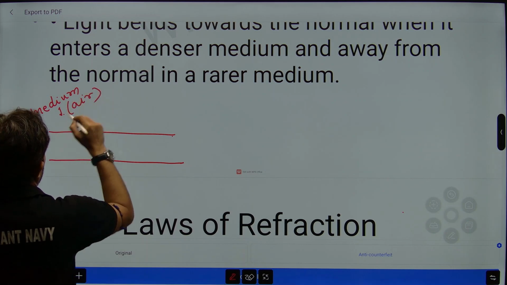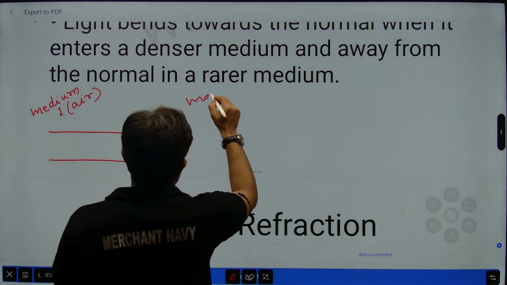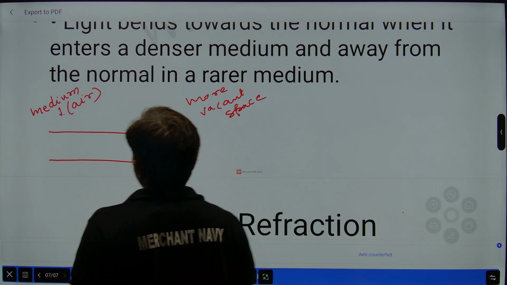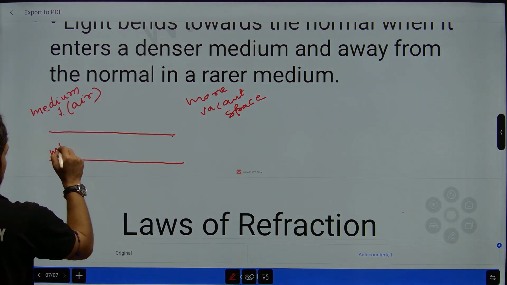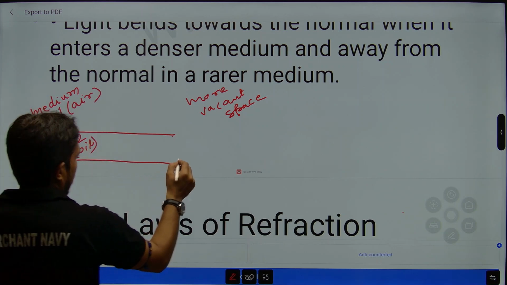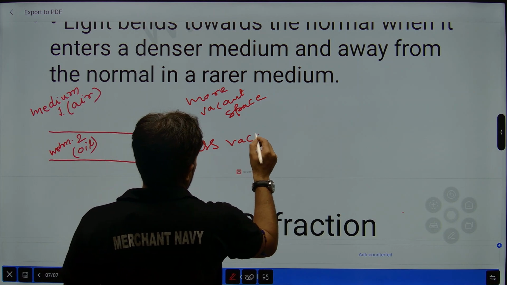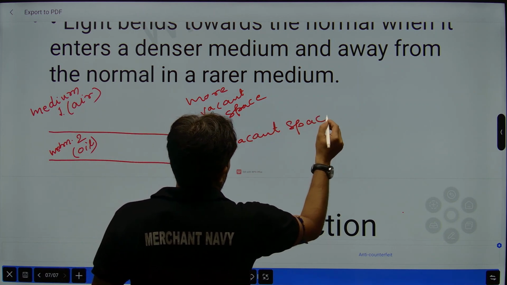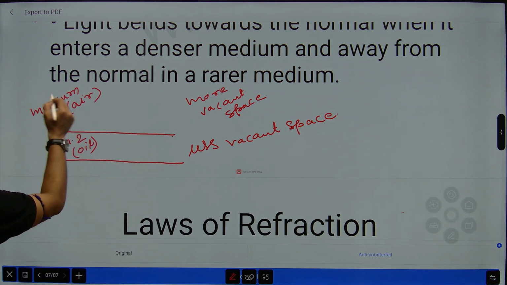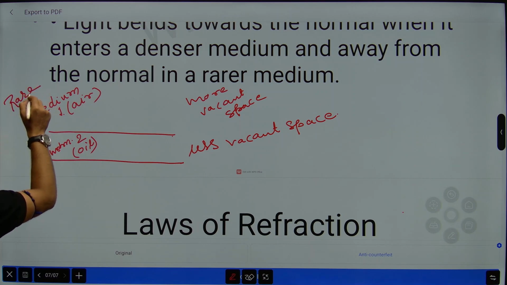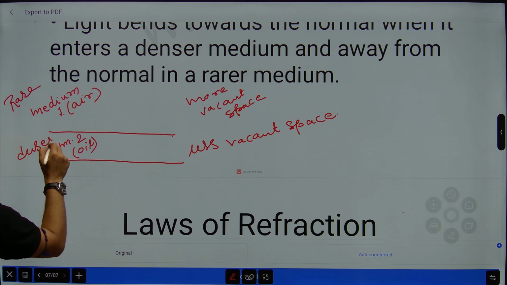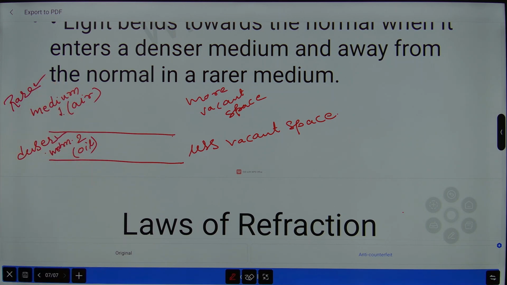Here it is nothing but air. Air means what? More vacant space. Suppose that it is medium second, or let us say it is glass. Glass means what? Less vacant space. So, here when it is air, then it is what? Rarer medium with respect to glass. So, glass becomes what? Denser medium.